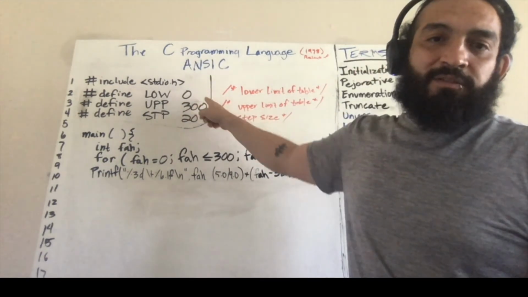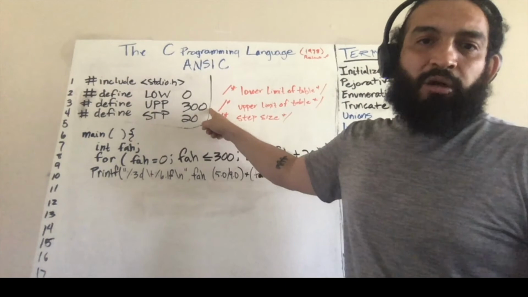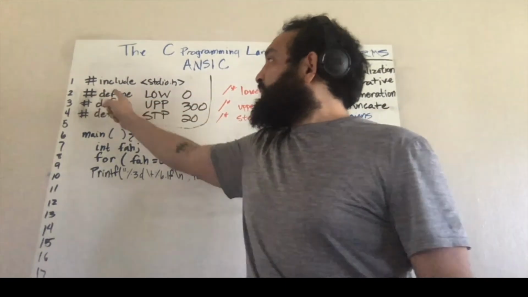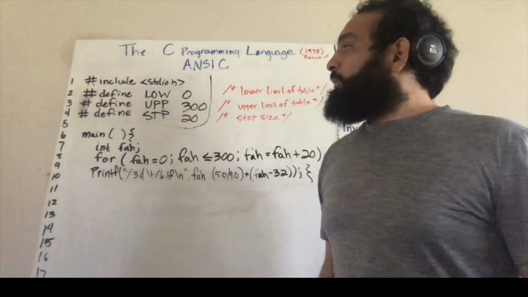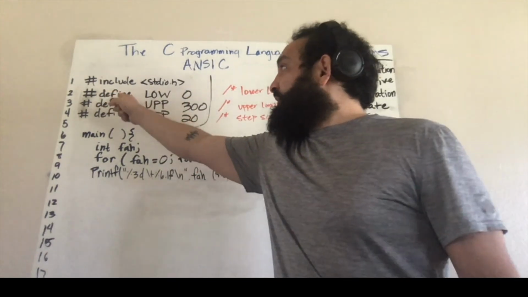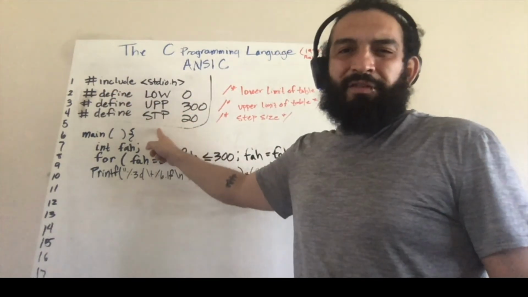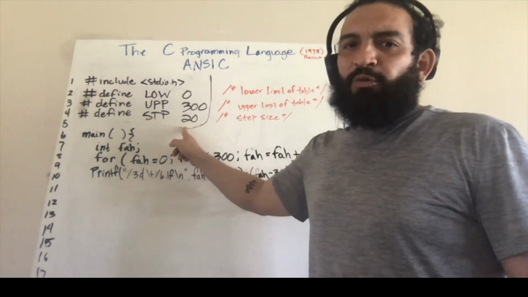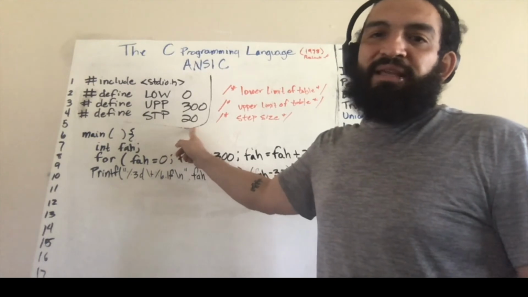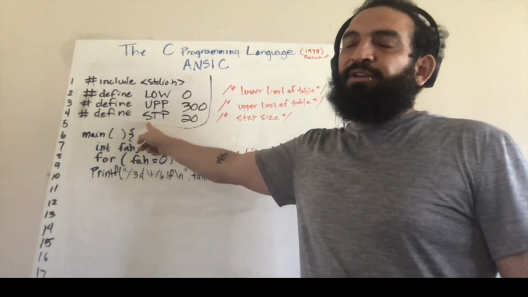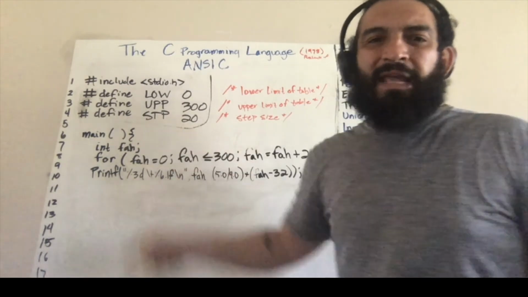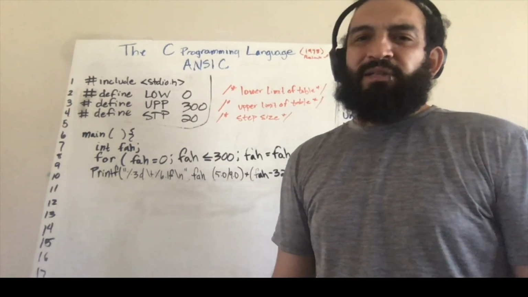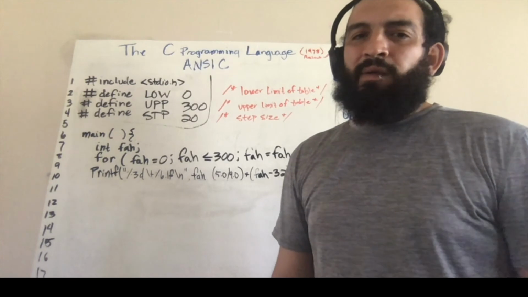No semicolons. These symbolic constants, you don't use semicolons. You just octothorpe define LOW, and then octothorpe define, then the name of the symbolic constant, and then the replacement text. And this could be anything. A symbolic constant is similar to what a variable has to be. It can be named, as long as it starts with a letter, doesn't start with a number or a special character, you can name it whatever you want.